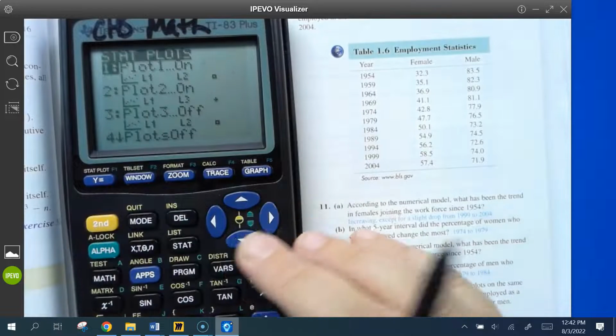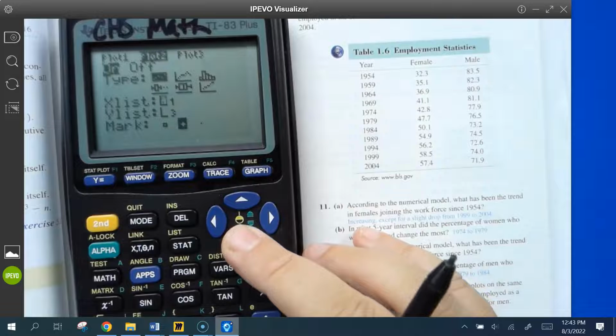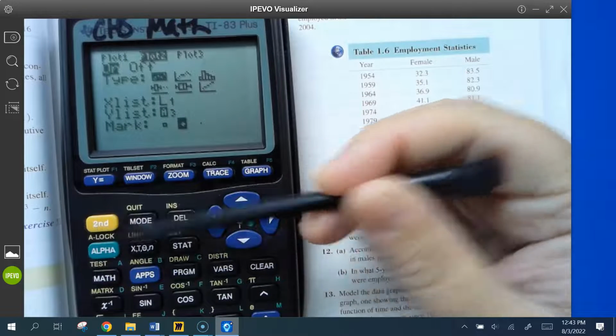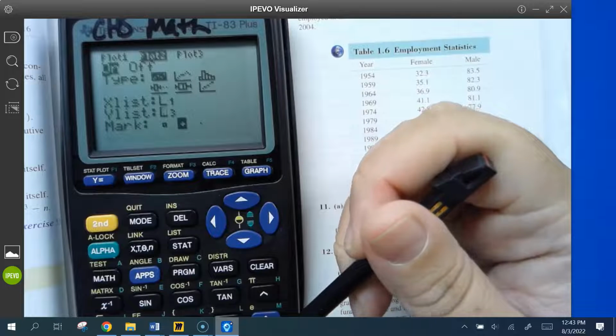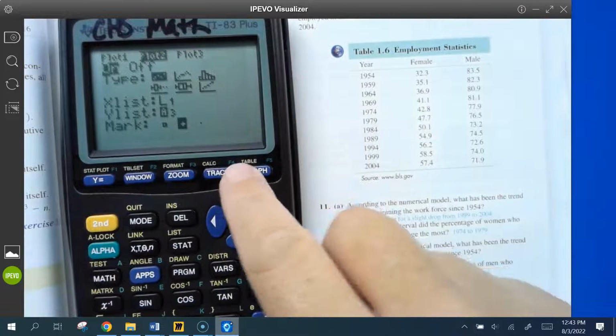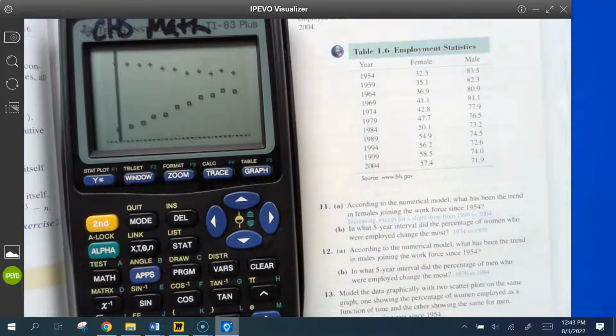So if you're in your stat plot here, come down, see where it says Y. Whenever you scroll down there, hit second and then the number 3. Because if you look right above number 3, it says L3 in yellow. Any other questions about that one? That's all you had to do was plot them on the same graph.